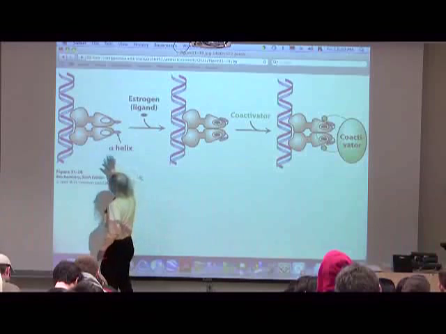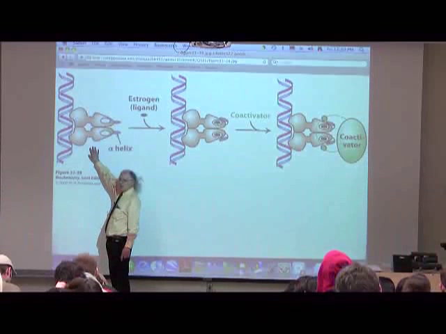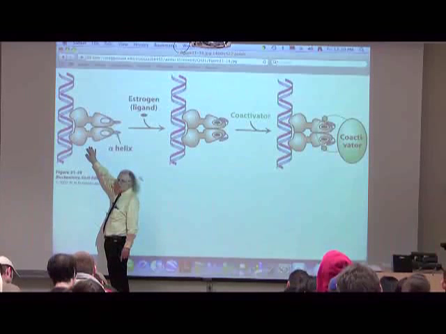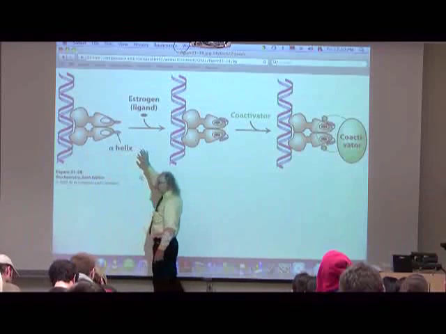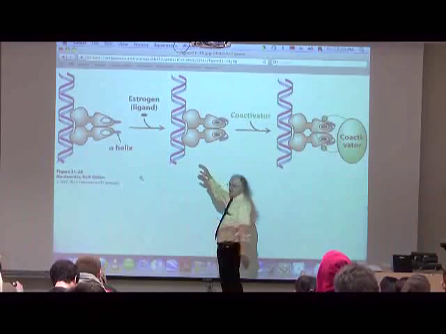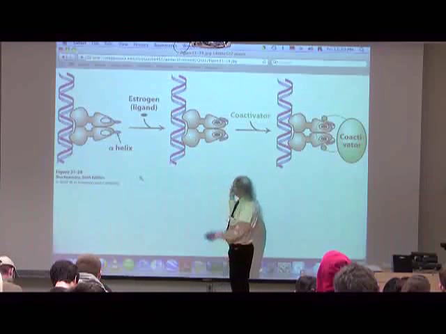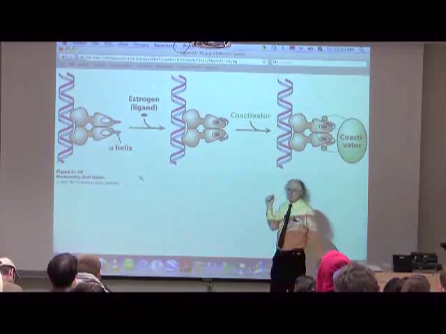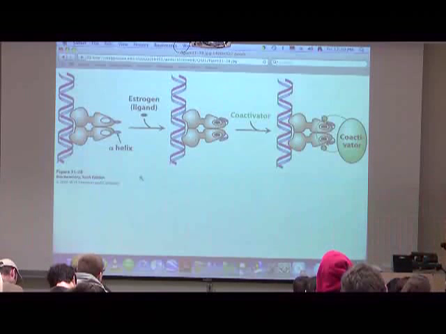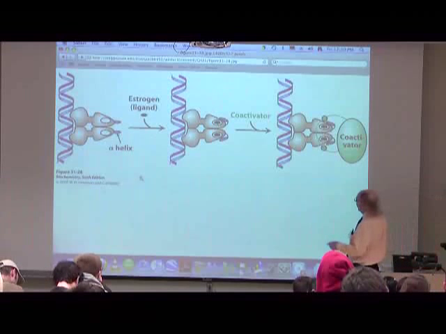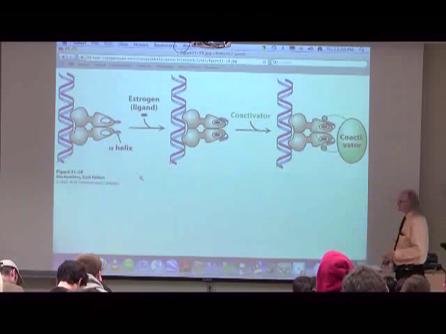In the state in which it is shown on the left, where it has not bound to the estradiol, it cannot bind other proteins. Binding of the estradiol doesn't change the binding to the DNA in any way. It changes the structure of the protein that binds to other proteins. So binding of estradiol causes the hormone receptor to change shape and open itself up to bind other proteins called co-activators.